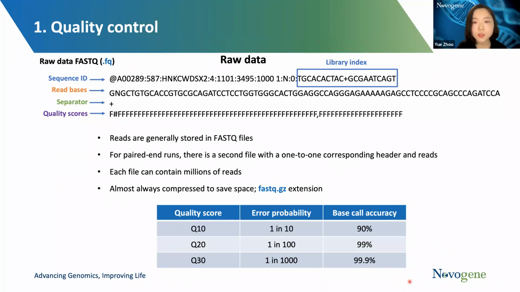And here I'm also showing the relationship between the sequencing quality and the base call accuracy. A quality score of Q20 represents an error rate of 1 in 100, meaning that in every 100 bp of sequencing, the read may contain an error, with a corresponding call accuracy of 99%.